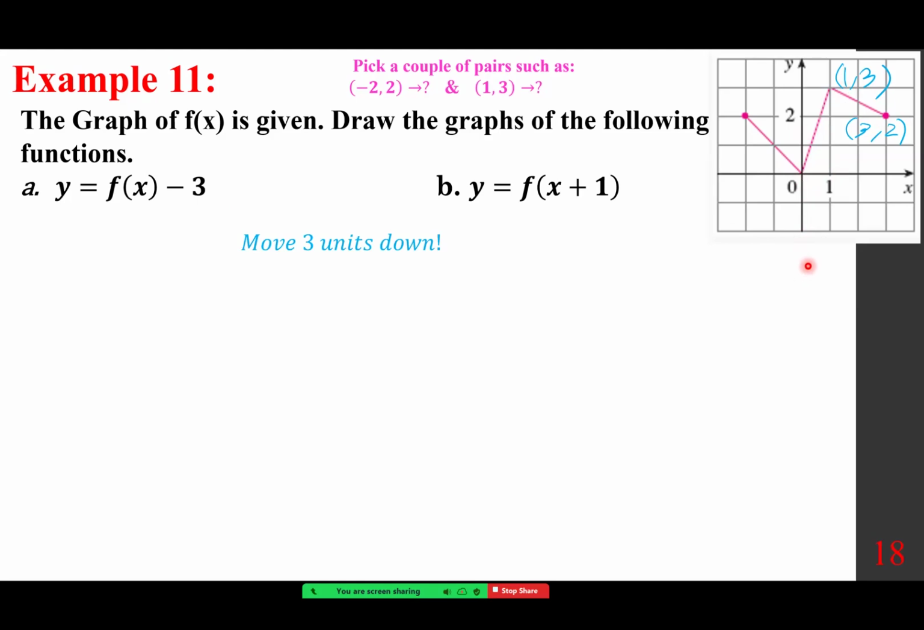The x coordinate doesn't change, but the y coordinate goes down by 3, becomes 0, minus 3. So if you are looking at this one, you bring it down by 3 units, 2 minus 3. So it becomes minus 2, minus 1. And then this one, if you take it down, becomes 1, 0.